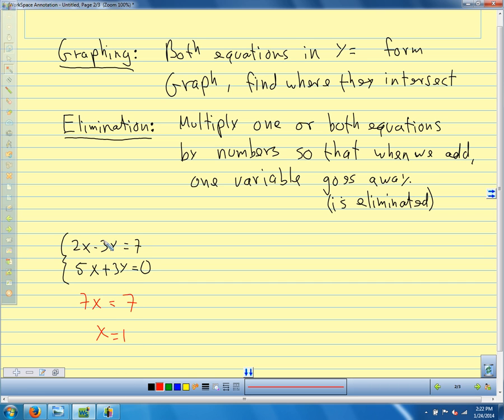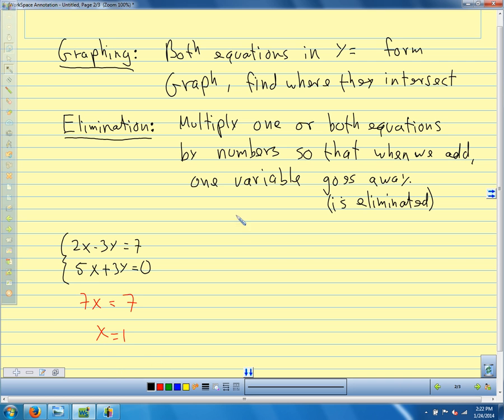And then I can plug x back into either of these equations and solve for y. So I'm not going to go through the process of solving for y. We can plug that into either equation and solve for y. And then we would check our answers. Make sure that we got the right answers.